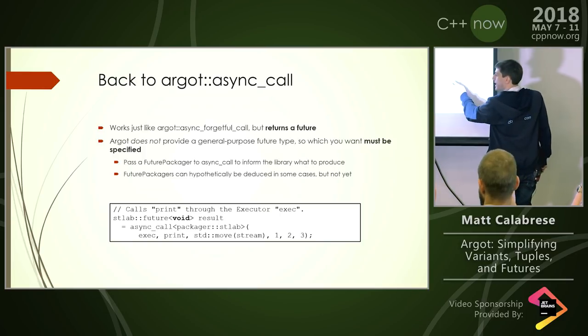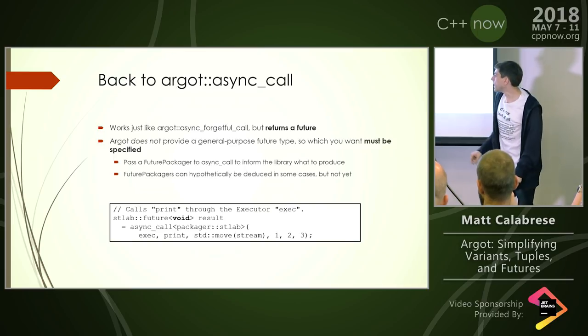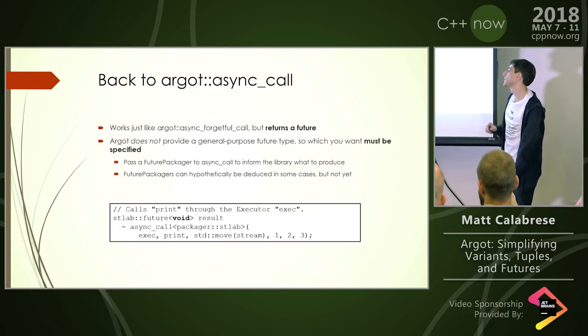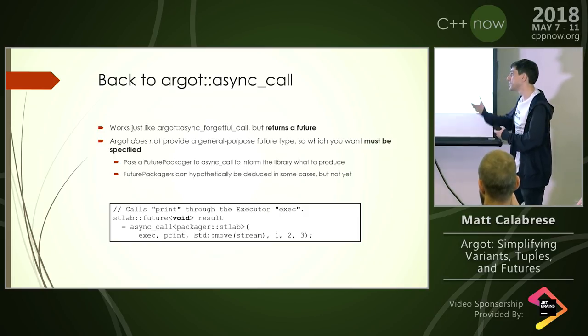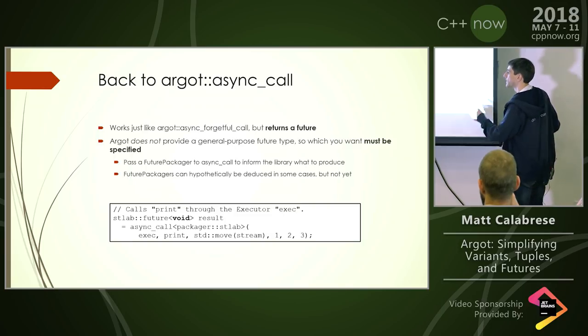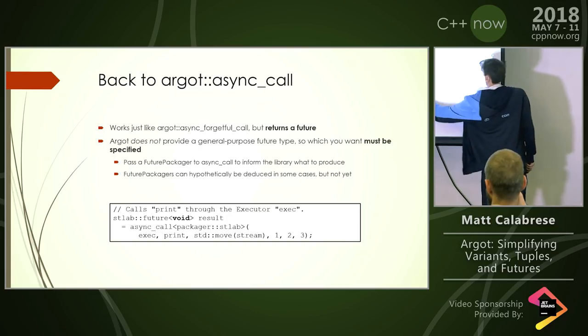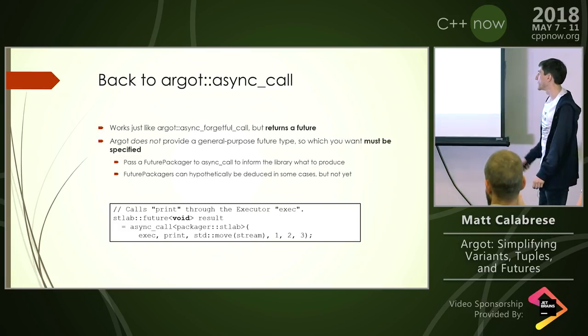So here's an example of how you actually use async call. Again, because I have no way of knowing what kind of future you want, I have, as an explicit template argument here, an instance of what I call a future packager. And this is basically an abstraction over a packaging function, sort of like a package task or something like that. And I have nested in this namespace stlab a type that corresponds to the stlab future packager type, which is provided by stlab. And so all that means is you give it the executor, you give it your function that you want to execute, you give it all your arguments, and what this returns is the package, a call to package of that.